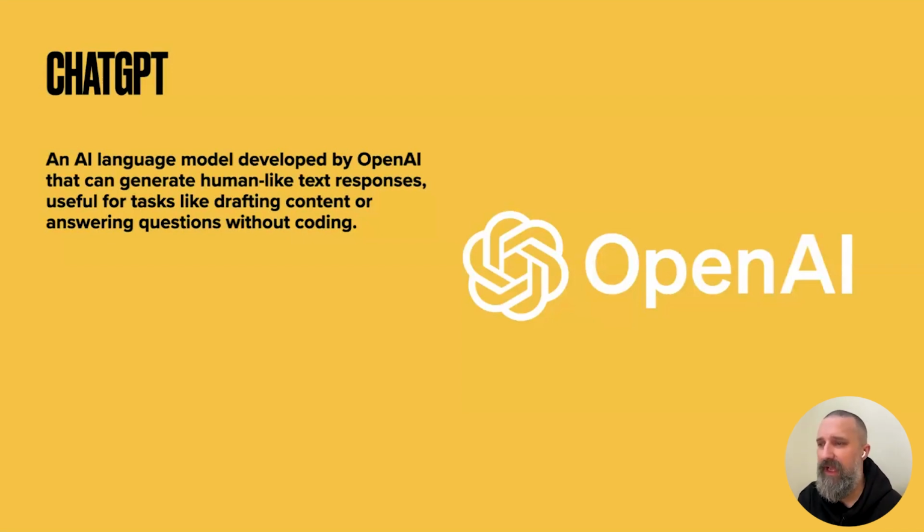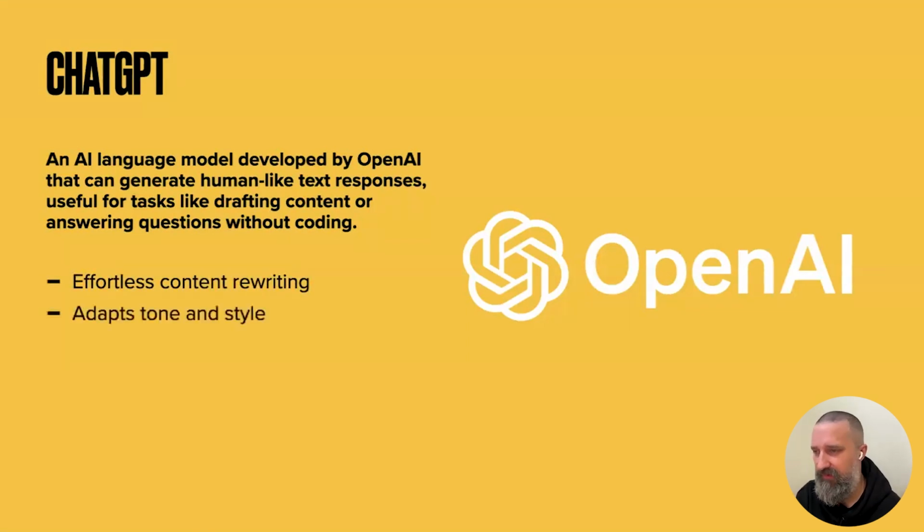So it's an AI language model. It's developed by OpenAI, and it can generate human-like text responses. It's useful for tasks like drafting content or answering questions without coding. So it's effortless rewriting of content. It can adapt tone and style.